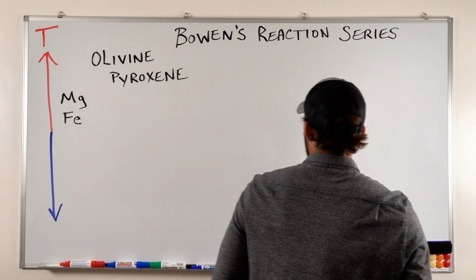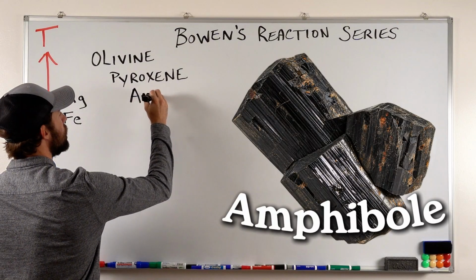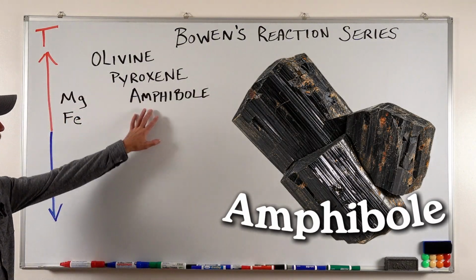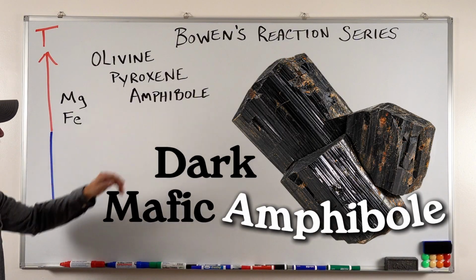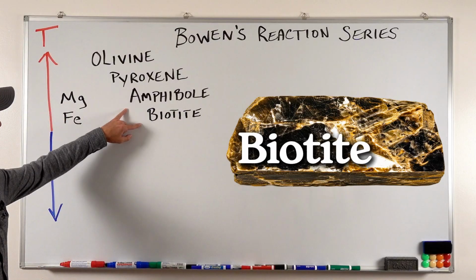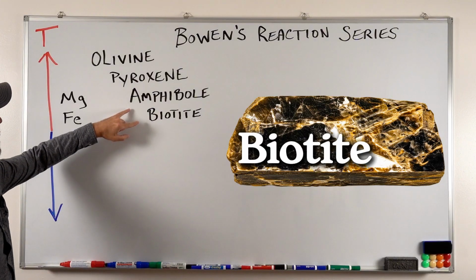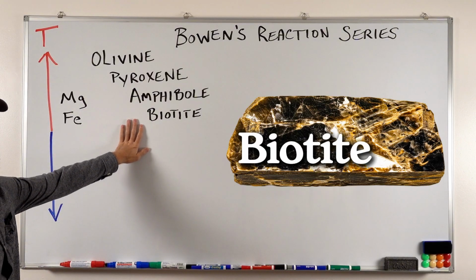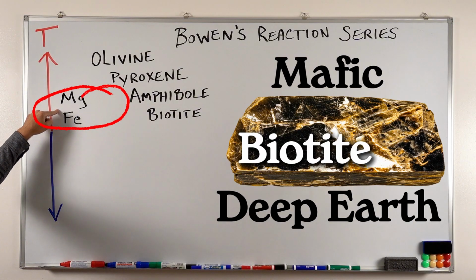Okay. Then we have a mineral called amphibole. This is still a dark mafic mineral. In fact, let's just write the next one too. The next one's biotite. Amphibole and biotite. This is like black mica. You might have seen it in granites and stuff before. All of these minerals are mafic, deep earth minerals that form with magnesium and iron.